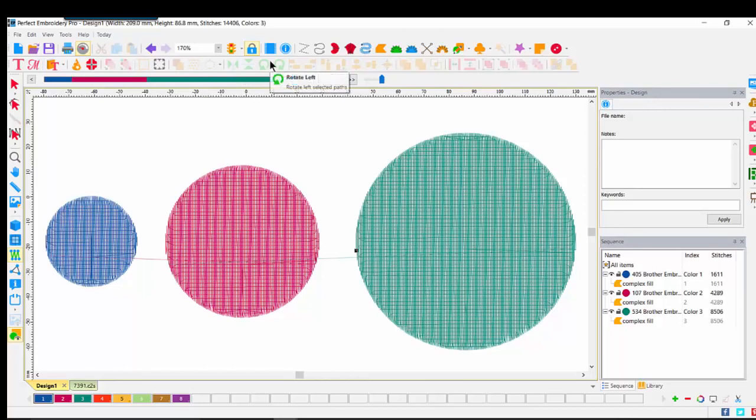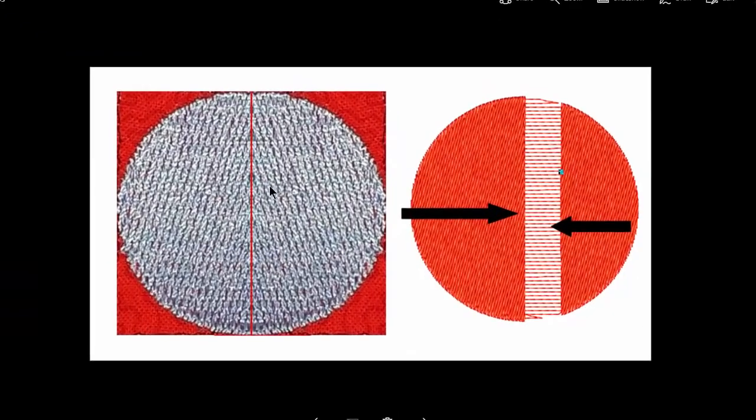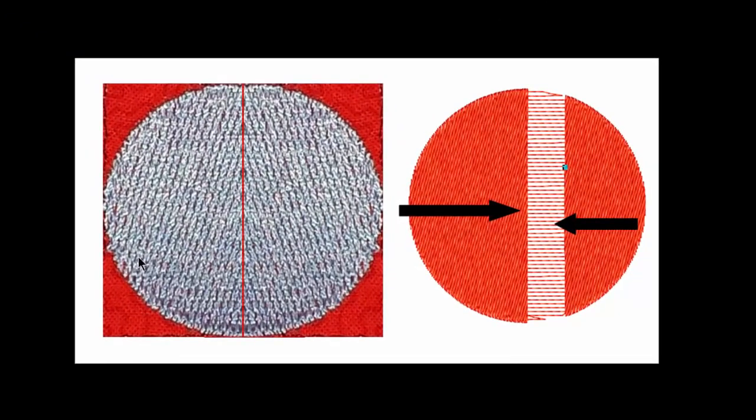Have you ever stitched a circle where you have a missing row in the middle? If this has happened to you where you're stitching out a circle and it acts very much like we just saw on the PEP screen, where half of the circle stitches out and then the other comes to the middle. As you see here, this is the actual stitch out, whereas here's the drawing of that stitch out.